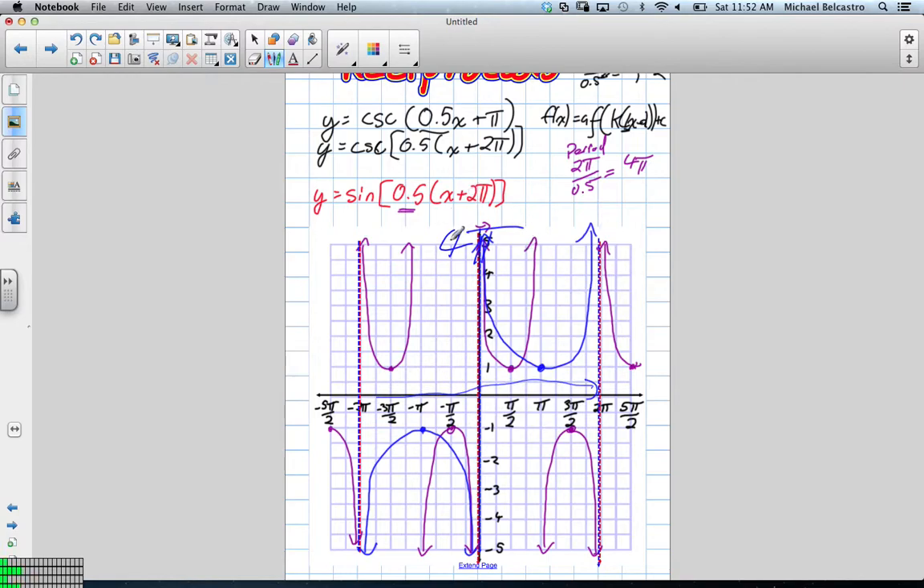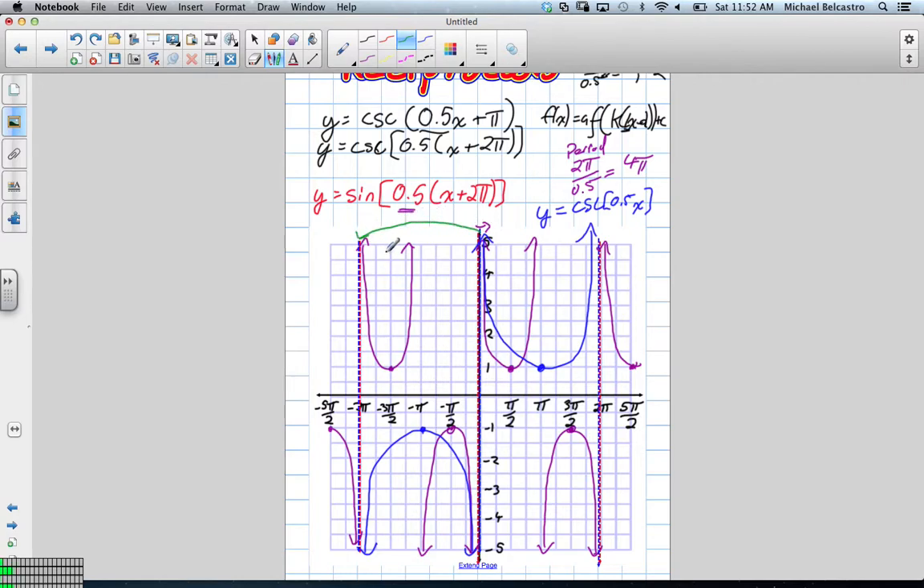But from there, we're not done. The blue guy is technically only a graph of y equals cosecant 0.5x. That's only that. We haven't shifted this. So we'll shift this now. What color should we use? Green would be nice. 2 pi. Well, 2 pi moves everything what? To the left. To the left how much? 360. Yeah, 360.